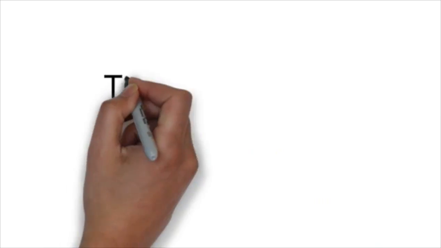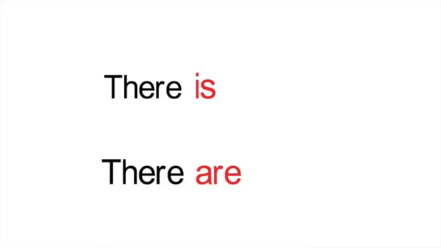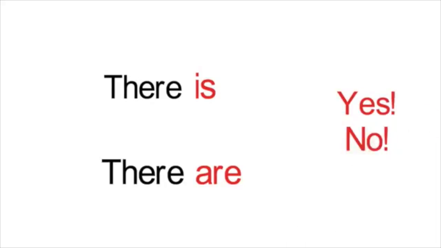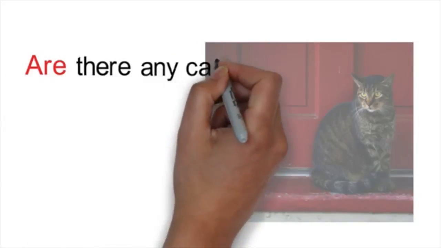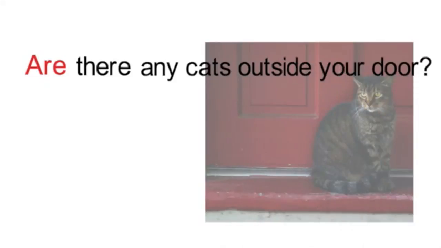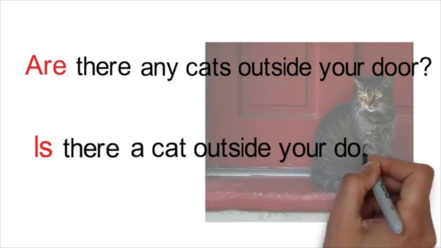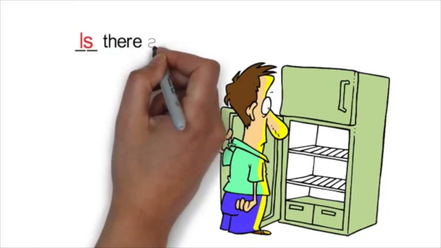We can also make questions using there is and there are. It's really easy to make questions with there is and there are. To make yes-no questions, simply switch the placement of there and are or is. So we would say, are there any cats outside your door? Or, is there a cat outside your door? Or, is there any milk in the fridge?